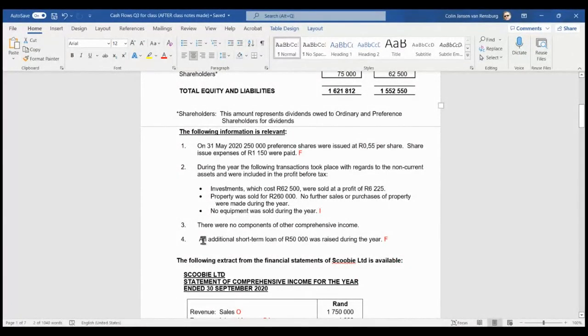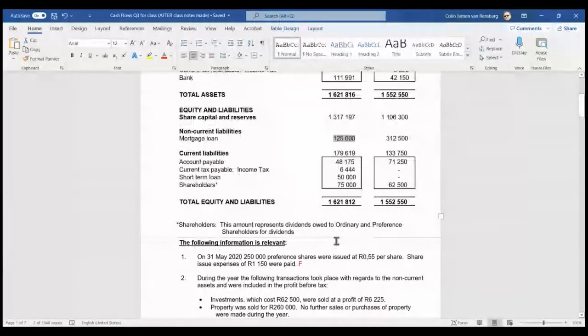And then the only other mention that is being made of any financing activities is that an additional short-term loan of 50,000 rands was raised during the year. So therefore, ladies and gents, if they do not provide us with any amount that relates to additional mortgage loan taken out, it means that the only alternative is that there were only repayments. So we're going to describe it as repayment on the mortgage loan.